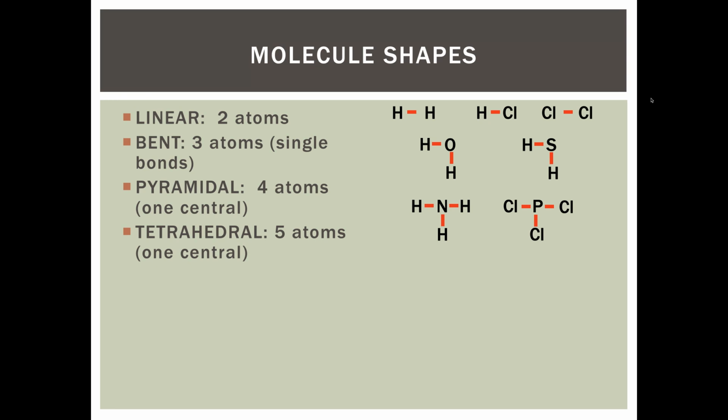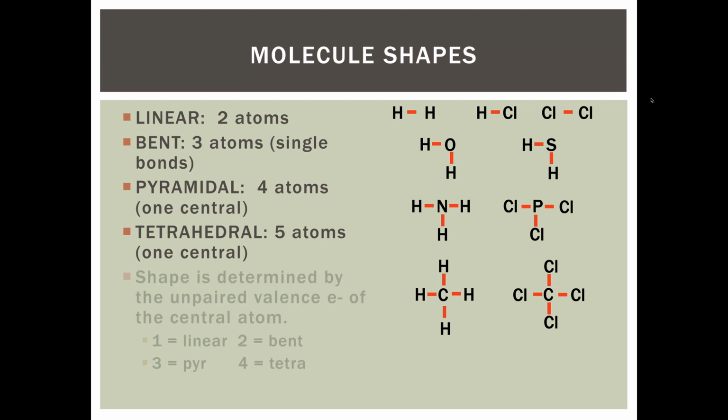And tetrahedral molecules have five atoms, one in the center and four radiating out from the center, like methane and tetrachloromethane. These are very simple molecular shapes. You'll learn about more complicated shapes if you take a more complicated chemistry course, but this will suffice for now. So linear, bent, pyramidal, and tetrahedral.